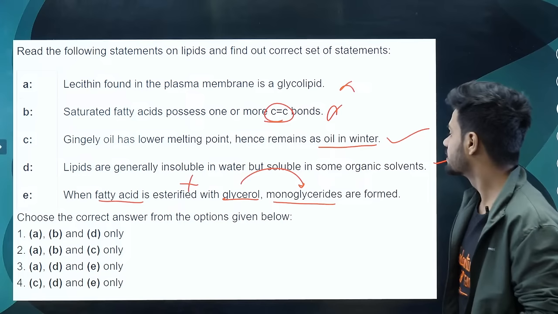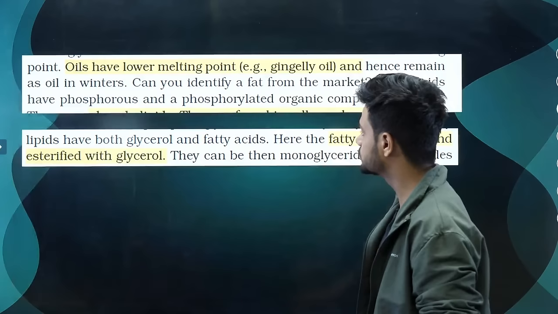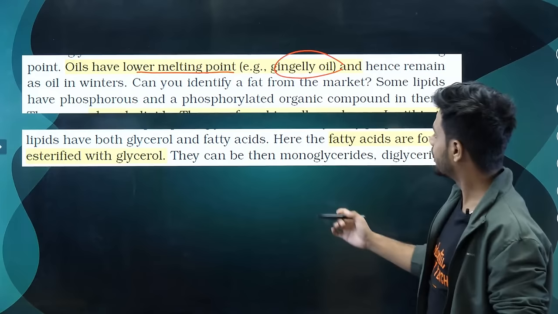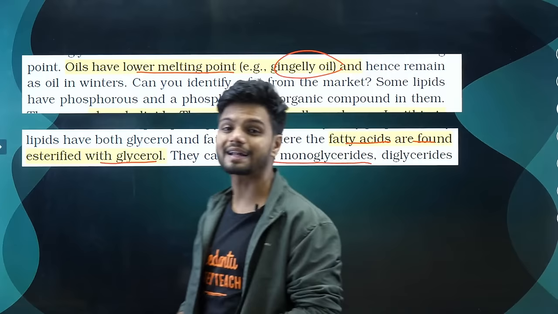C, D, and E. Where is it? Here. C, D, and E. Done. Option number four. See here. Gingelly oil has a lower melting point, that is gingelly oil in the winter. And one more thing: glycerol is esterified with fatty acids. Right? They can be monoglycerides, diglycerides, or triglycerides.